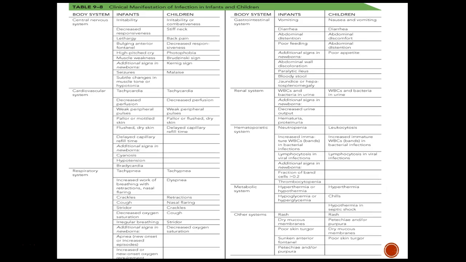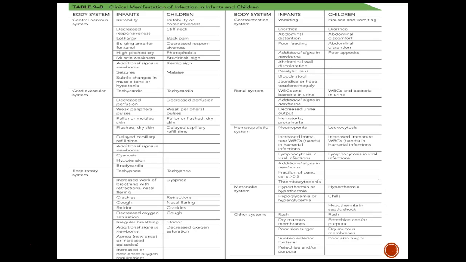And this table is posted here and broken down into systems for you. It'd be good if you look over these just so that you can distinguish the different types of clinical manifestations of infection for infants and older children.